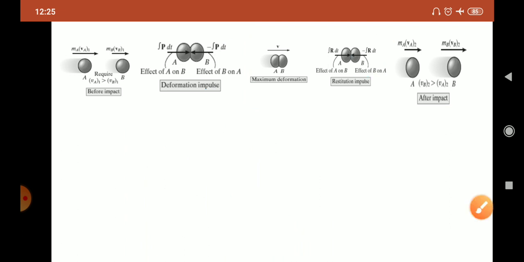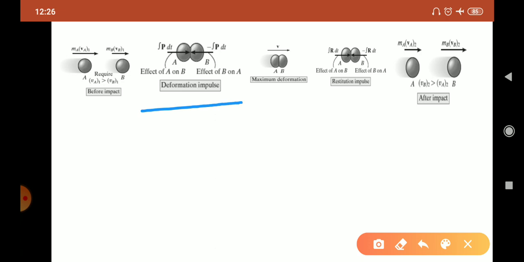So what is happening here? First both bodies will collide. When they collide, they will try to compress each other, so there will be a deforming impulse acting on the bodies. After that, when maximum compression is reached, both bodies will have the same velocity, which is v. After that, the next half portion of the impulse will cause the restitution impulse, which will help the bodies to separate from each other. After that, both bodies will move with different velocities in the direction. So this is the sequence of collision, and we call it the phenomena of collision.